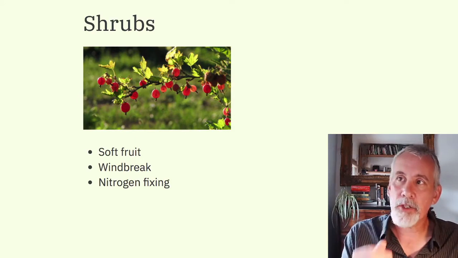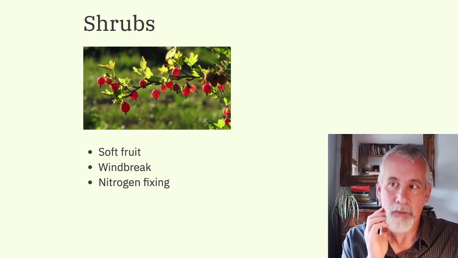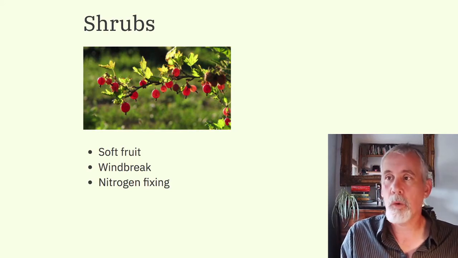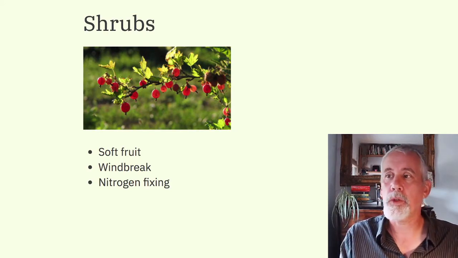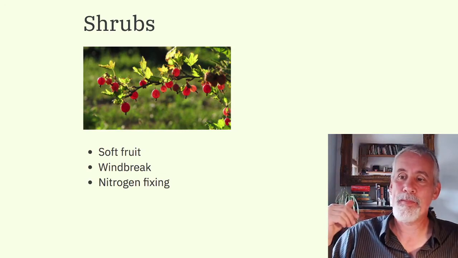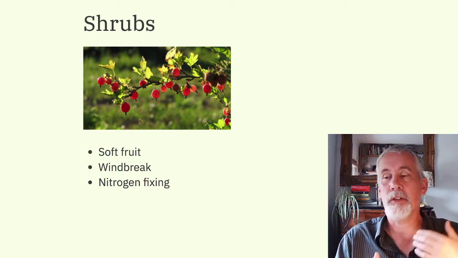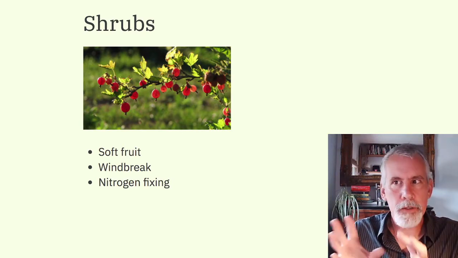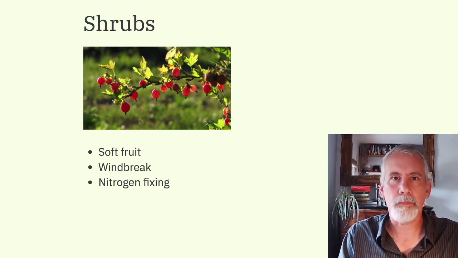And then you get nitrogen fixing plants, shrubs that provide nitrogen for the garden as a whole. So sea buckthorn, autumn olive, Scotch broom, green alder, which you can kind of treat as a shrub. So those are the three kinds of shrubs that you've got.